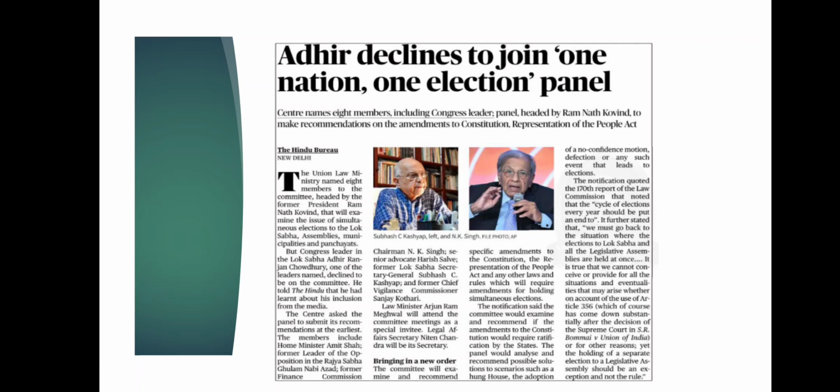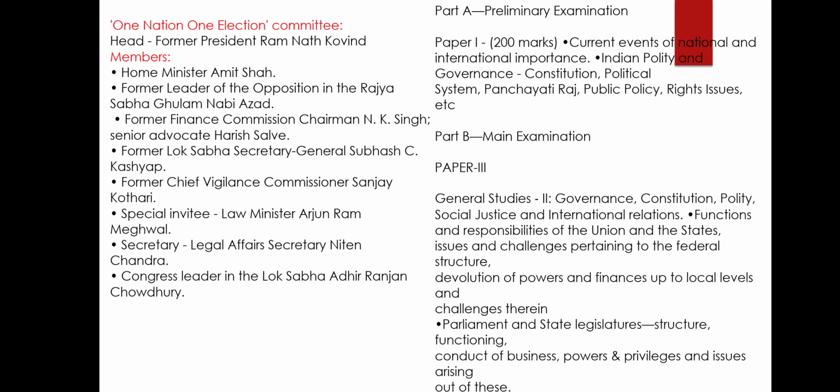Recently, the Union Law Ministry formed the One Nation, One Election Committee, and yesterday the ministry named 8 members who will be part of the committee. The committee will be headed by the former President Ramnath Kovind, and the names of the other members were displayed here. You can go through it.